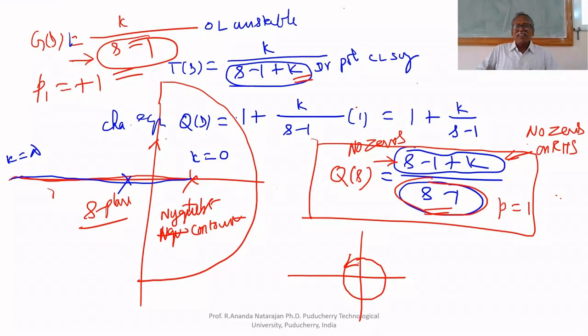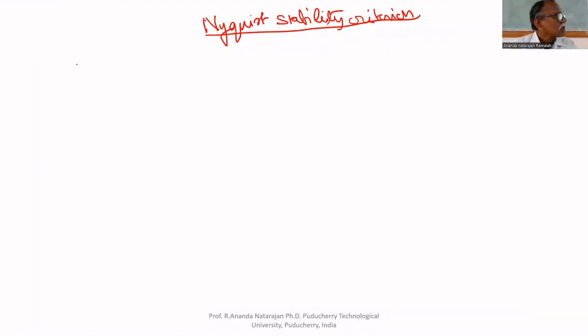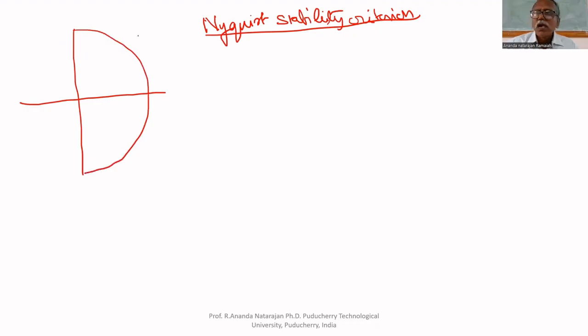On the other hand, suppose I am taking a stable system. Then what happens? Let us see. The mathematical background behind this is the Nyquist contour. What is the Nyquist contour? Nyquist contour is considering the entire RHS. This is called the Nyquist contour.